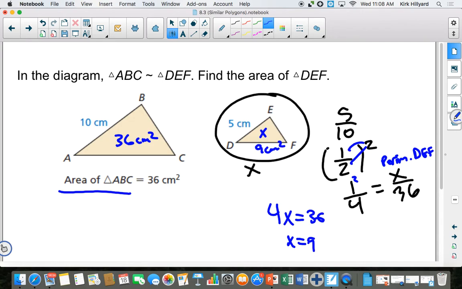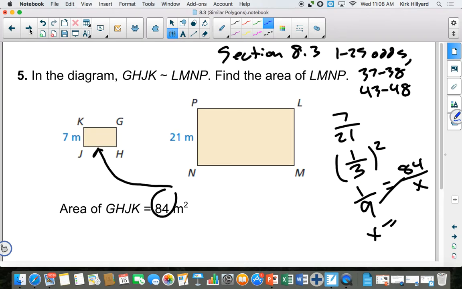We're going to give you a couple of these to try on your homework, but let's try one more here. We have 2 rectangles. They said the area of this one is 84. They want you to find the area of this one. So we can go 7 over 21, which is 1/3, as I've written right out here. 7 over 21, 1/3, and square it. So 1 squared is 1, 3 squared is 9.